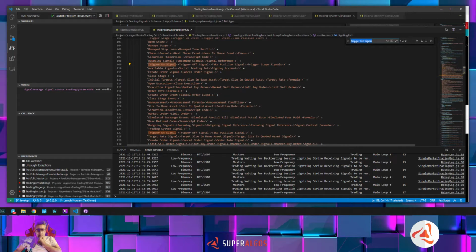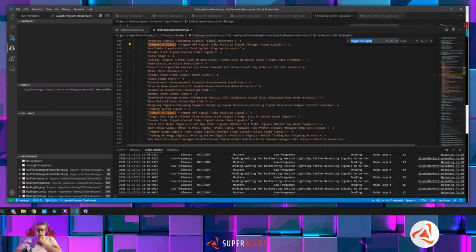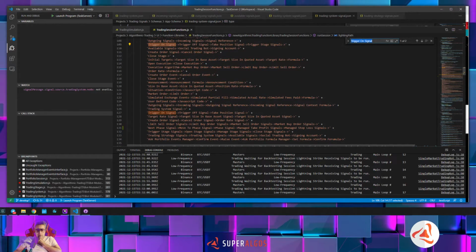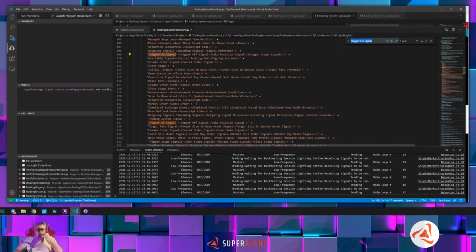Well, it seems that at some point I started here and then I continued here and then things got messed up. Sign in account. So it looks like everything here is not needed. Outgoing signal, incoming signal, outgoing signal reference, incoming signal.